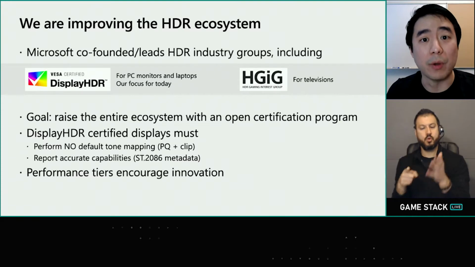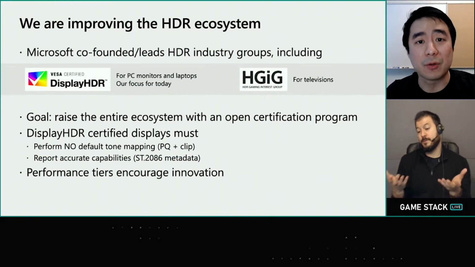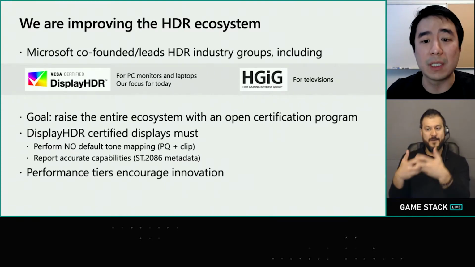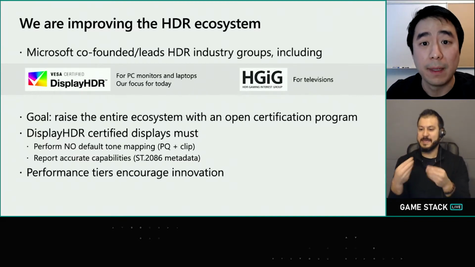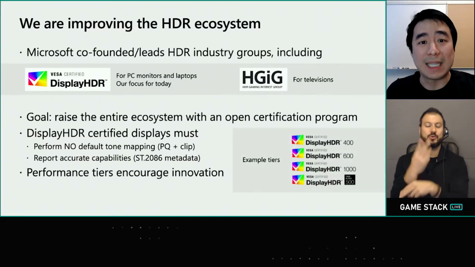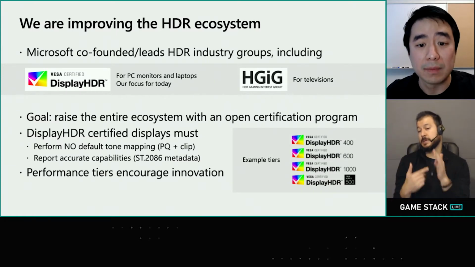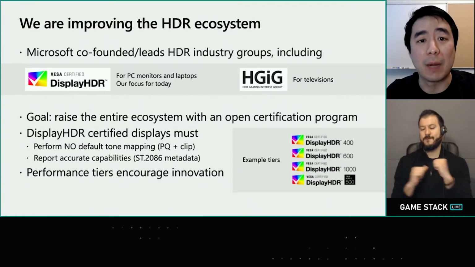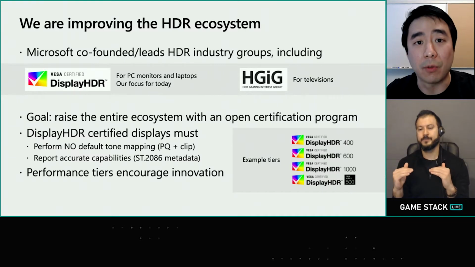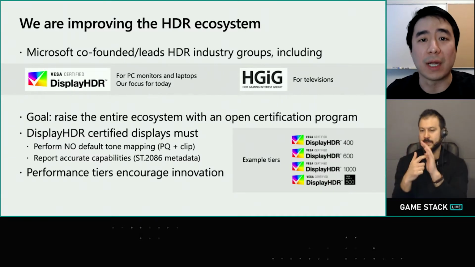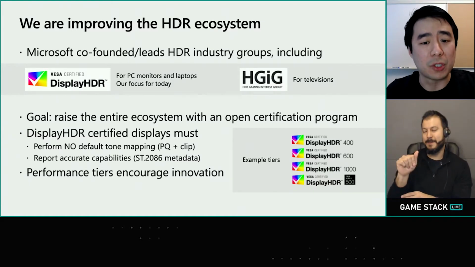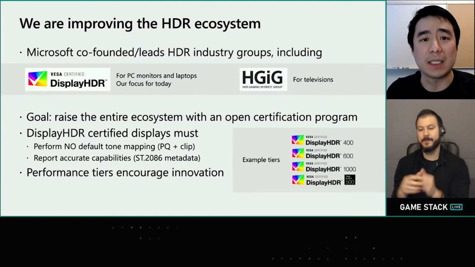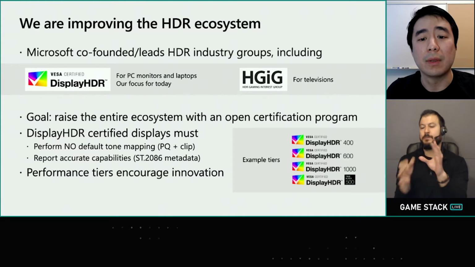Now, we also want to promote innovation, where manufacturers compete to raise the performance of their displays and provide users with a superior user experience. Here are some example display HDR performance tiers. Each tier defines a comprehensive set of image quality requirements. This includes static contrast, color accuracy, gamut, and bit depth. But for consumers, they get a simple message. They look for a higher number as better.